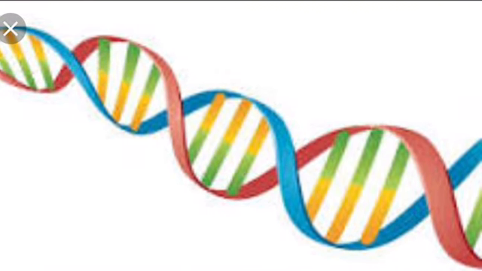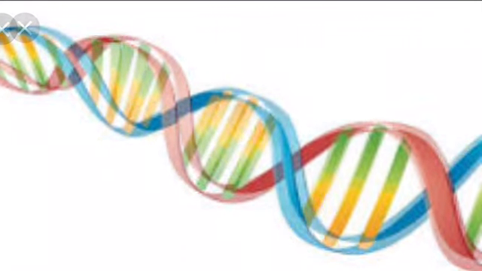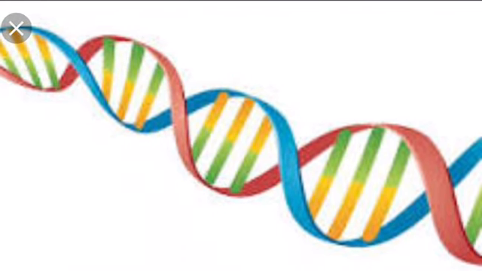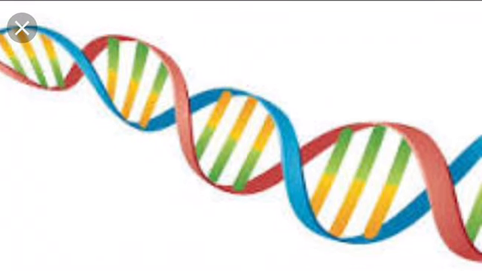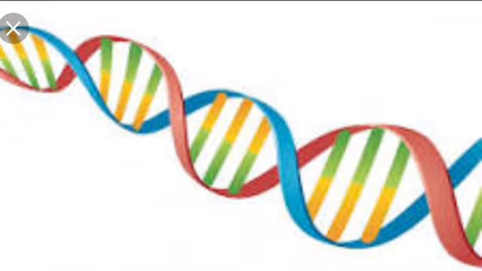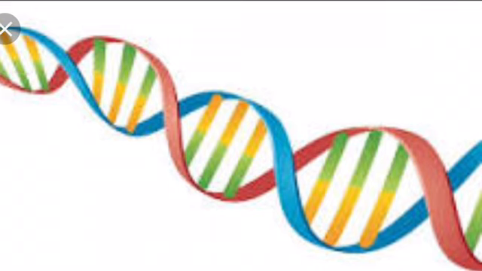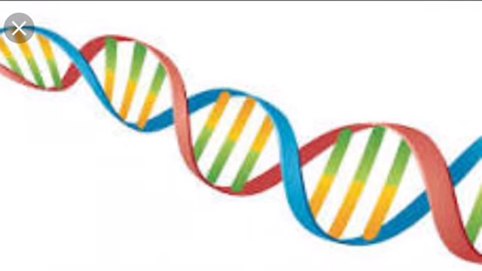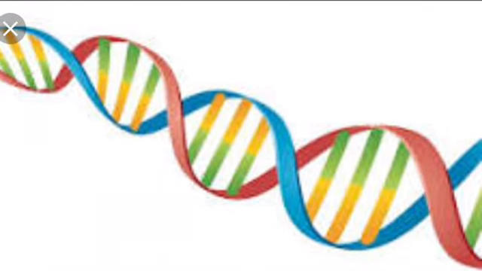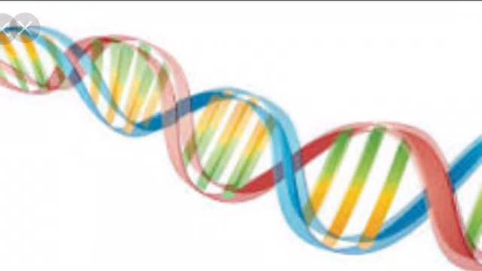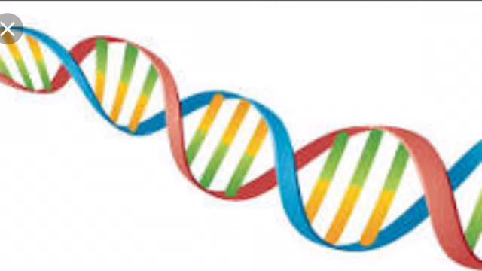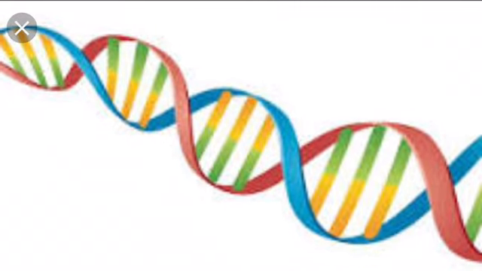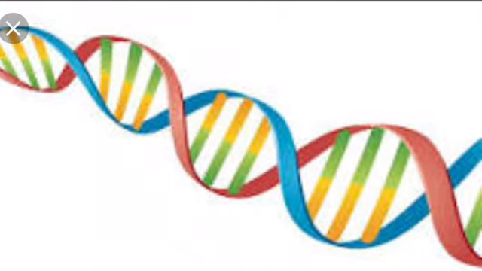Deoxyribonucleic acid. DNA, I am composed of a 5-carbon sugar called deoxyribose, a phosphate group, and nitrogenous bases. My nitrogenous bases include adenine, guanine, thymine, and cytosine. I am also considered a double helix in shape, a twisted ladder.